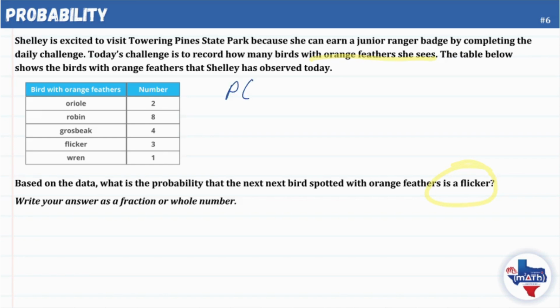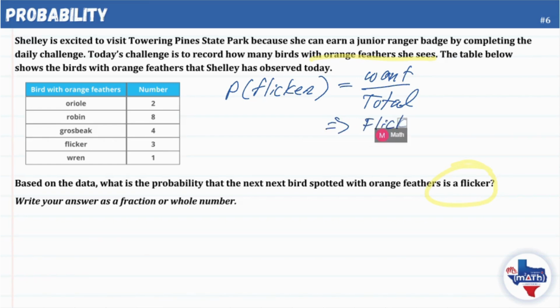So I want to say the probability of a flicker is want over total. Well, what we want is a flicker. That's the type of bird that we're interested in. And then we want to calculate the total number of birds that we're looking at that have orange feathers.